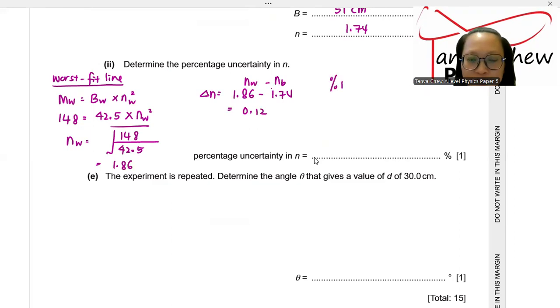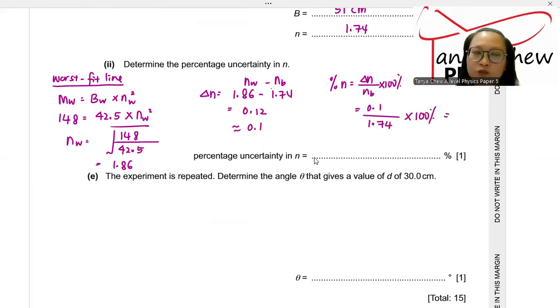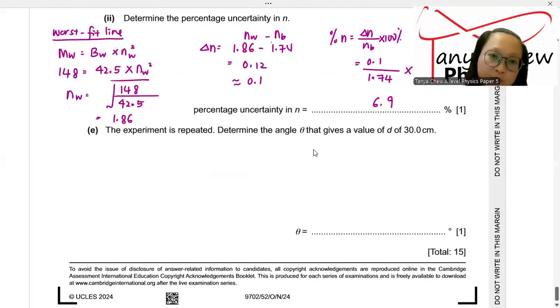So the percentage uncertainty of n is delta n over n times 100%. Delta n is 0.12, I round it off to 0.1, okay? Divided by n value. This n value must be the n of best fit times 100%. And do you still remember in the AS that you learned that the percentage uncertainty can take 1 to 2 significant figures only? So I'm going to put in terms of 1 to 2 significant figures, which is 6.9%. 6.9% is the answer.